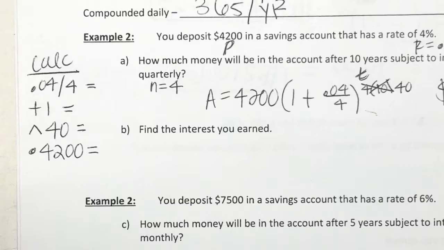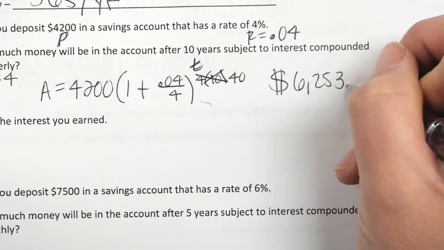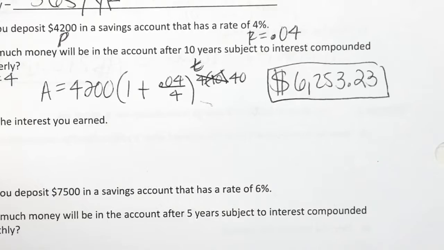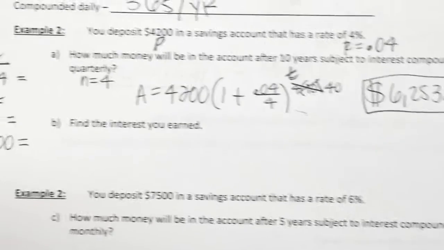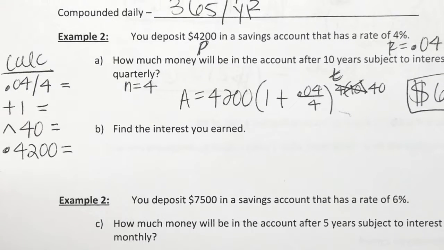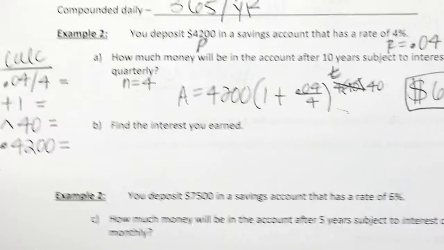Okay? So your answer, hold on one second, should be $6,253.23. Yes, Maya. Because you exit 4 times 10 though. Say that again. You can't put 4 times 10? No. When you raise it to a power, you can do 4 times 10. We just went ahead and did it to make it easier.